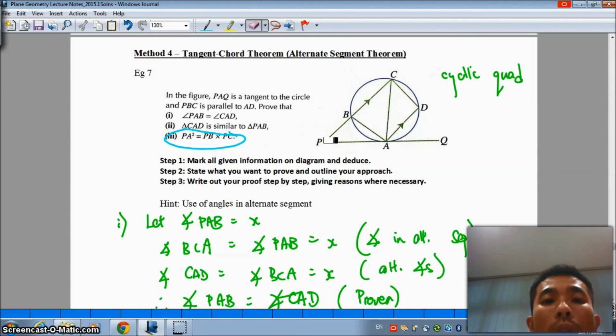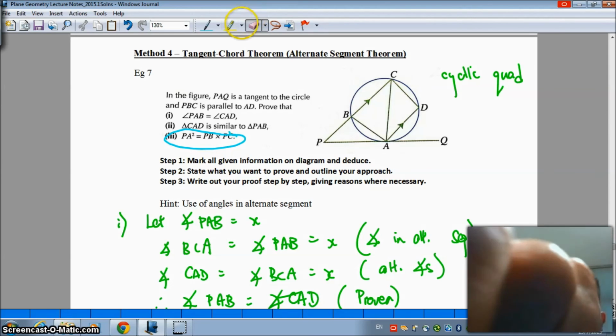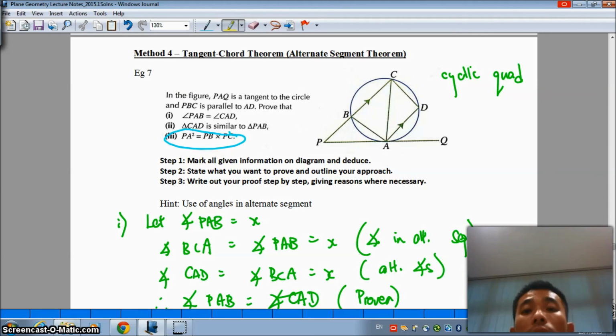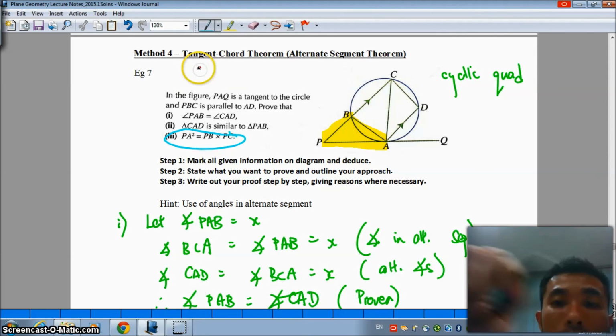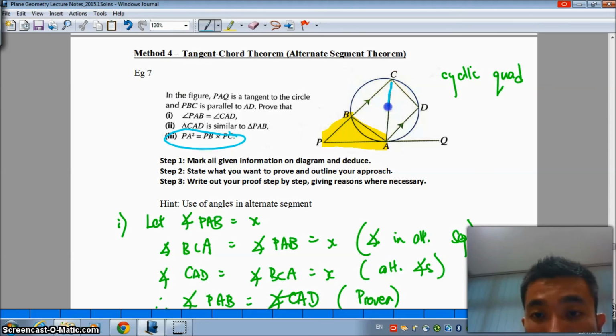What you need to do now is to just prove that these two triangles are similar and use the same corresponding side ratio. Which are the two triangles? I'm going to highlight for you now. The triangles that you need to use will be this triangle as well as the bigger triangle.